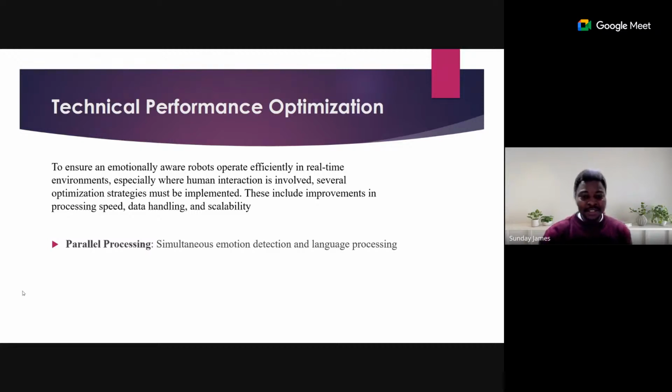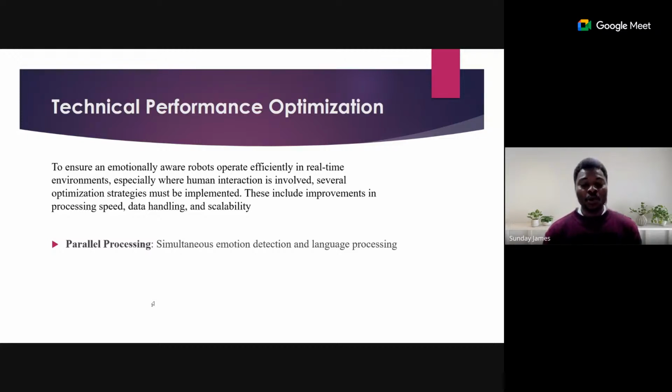So how do we achieve parallel processing? How do we run our vision model and our large language model in real time without affecting the conversation? We achieve this by creating simultaneous executions in emotion detection and language processing. This helps us achieve highly accurate processing of both the visual model and the large language model.